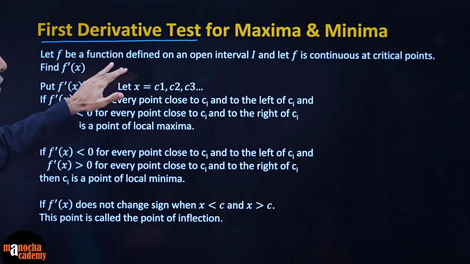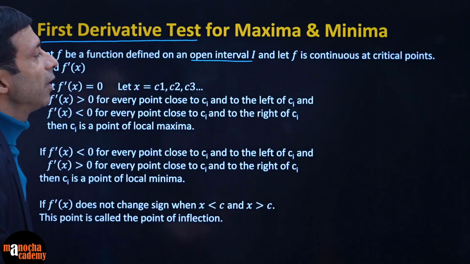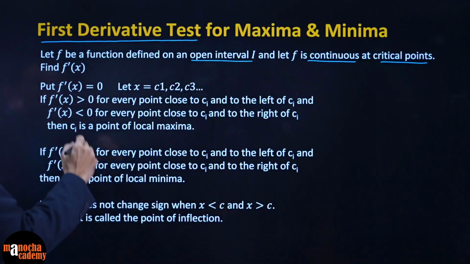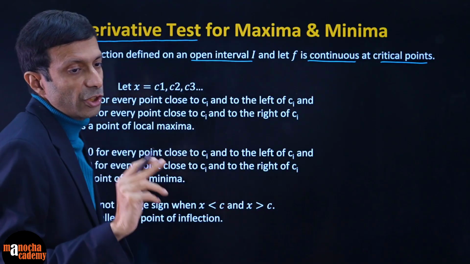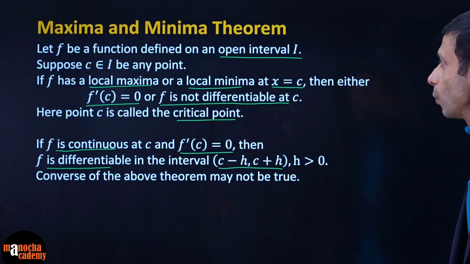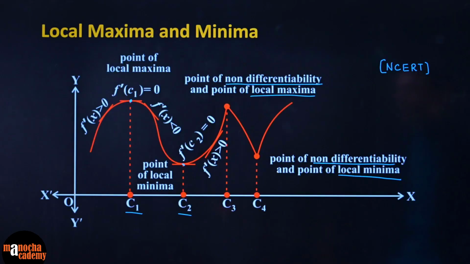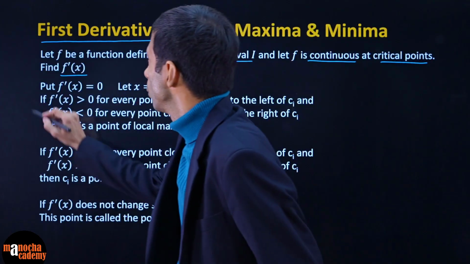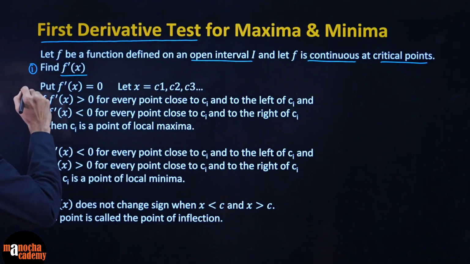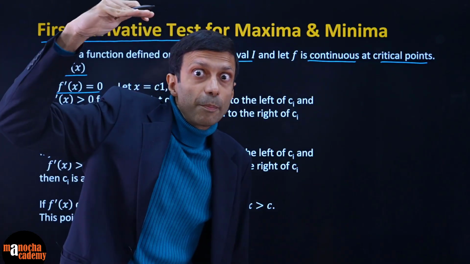So now let's say you have a function which is defined on an open interval, and you're looking for local maxima minima, and the function is nice and continuous at the critical points. What is the technique? Remember, first thing you have to find f'(x). Don't work with the function, because we have to work with the slopes. f'(x) equal to 0, not f(x) equal to 0. Don't make that mistake. So your first step is to find f'(x). Step number 2, put f'(x) equal to 0, because that gives the points of our maxima minima.